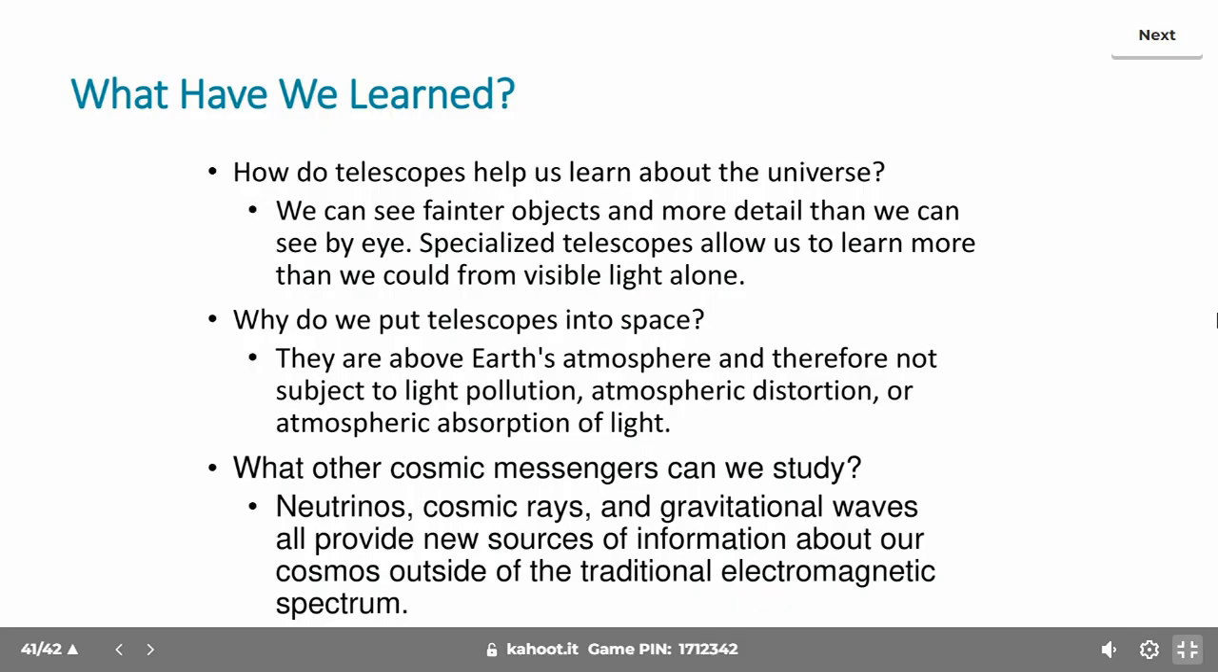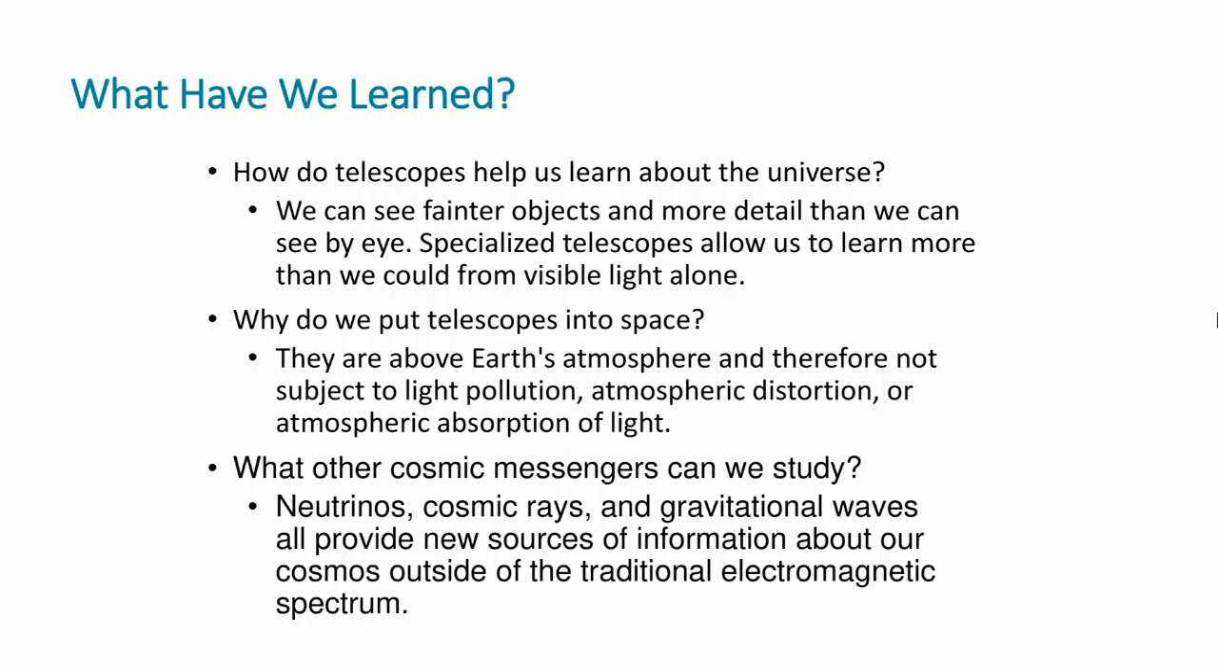So telescopes let us see fainter objects than we could see with our eyes, and we can develop telescopes that let us see in not just visible wavelength light, but across the electromagnetic spectrum. And then as we just saw, we're not just constrained to study light, we can study neutrinos, cosmic rays, and gravitational waves. And if you really want the best data, you need to put your telescopes in space.